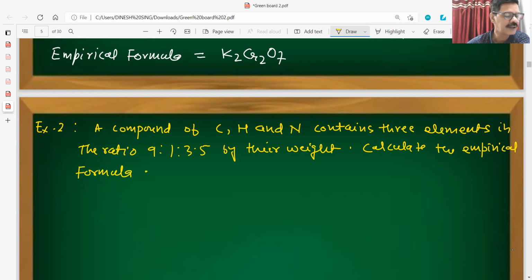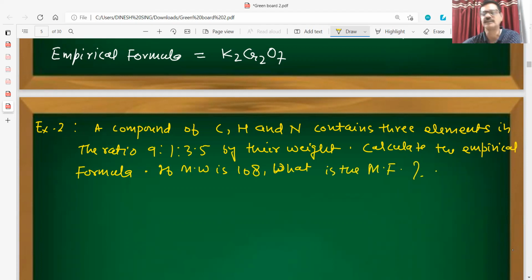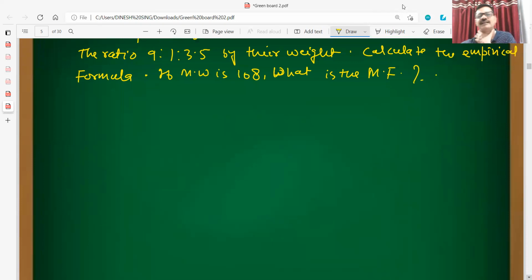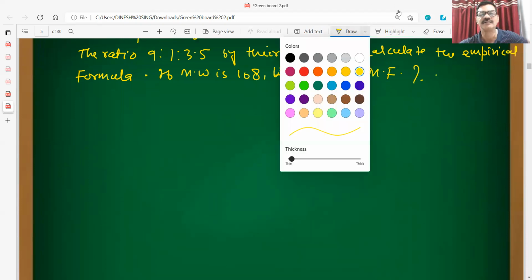If its molecular weight is 108, then what is the molecular formula? This is the question, just see. So this weight ratio is given basically. We have to divide the weight ratio by their respective atomic masses. Just like the percentage, which is also their weight ratio.